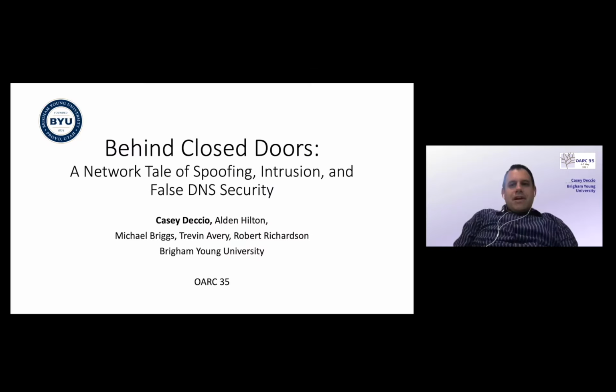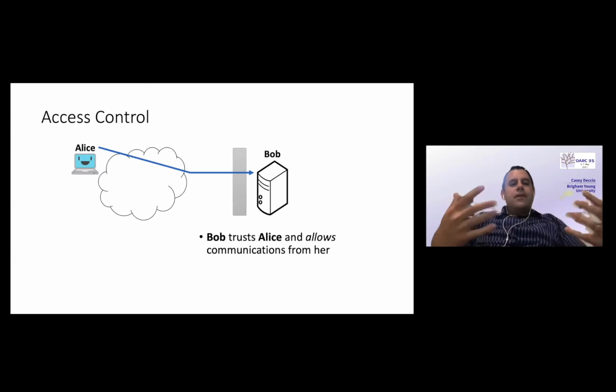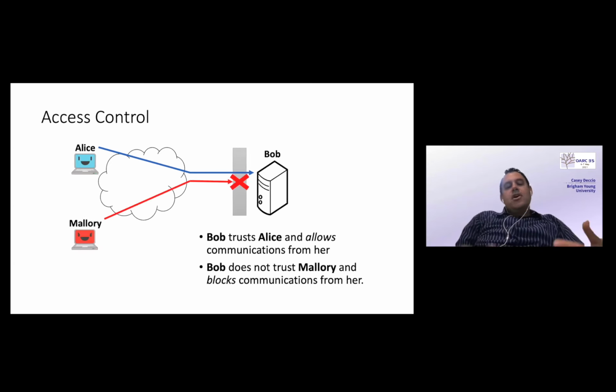Hello everyone, my name is Casey Deccio, and my talk is entitled Behind Closed Doors. This was done in collaboration with students and colleagues at Brigham Young University. So first of all, we often think about access control on the internet: the idea that with a firewall, we might allow traffic from one source, but deny traffic from another source because we don't trust that other source.